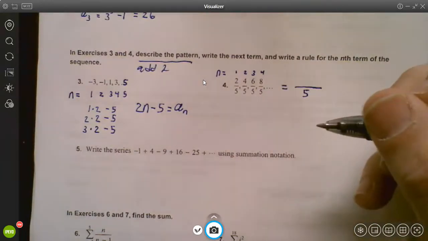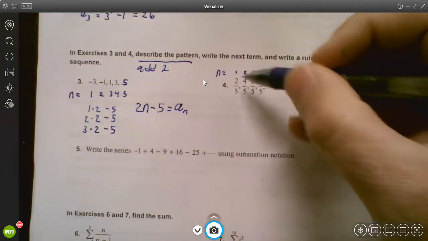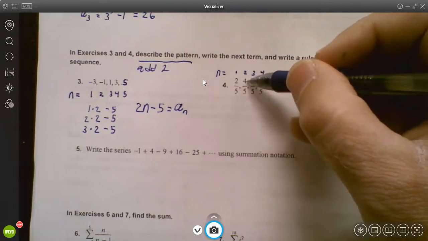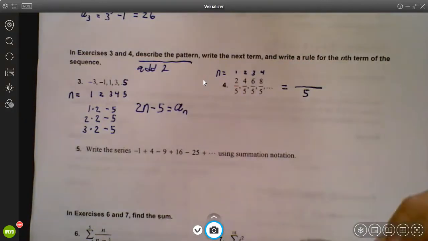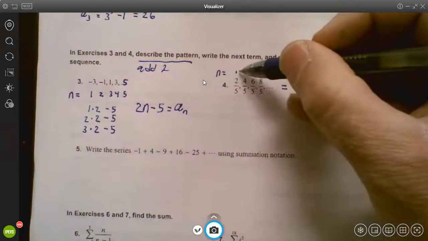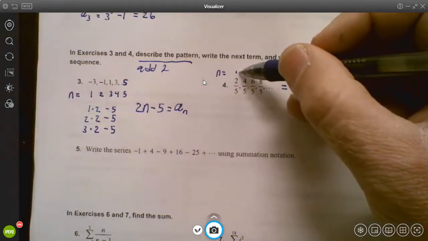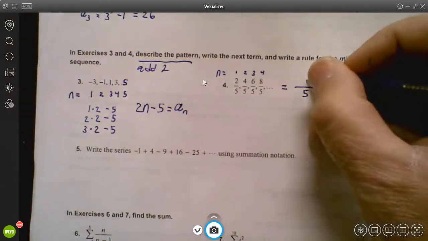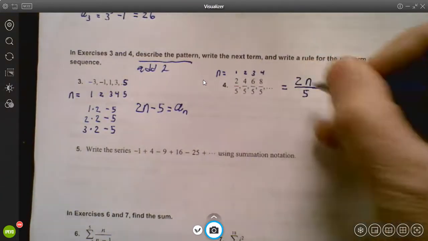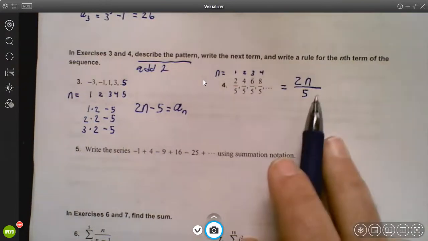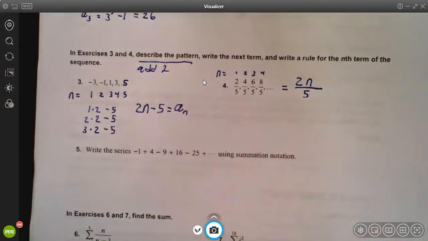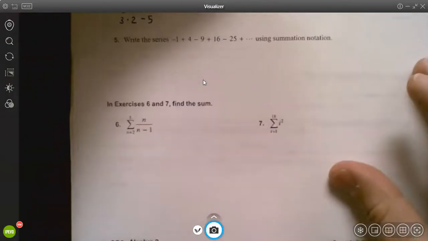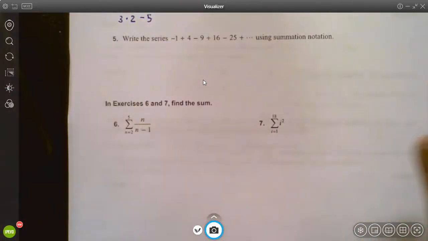And we already saw this one earlier, but I'll just kind of do it again. What are we doing to 1 to get 2? What are you doing to 2 to get 4? 3 to get 6, so on and so on. Well, we're taking our value for n, and we're multiplying it by 2 to get this value. So we're taking our value for n and multiplying it by 2. And so then that would be the rule for this sequence. So let me jump down to number 5. Not too much longer on this one.